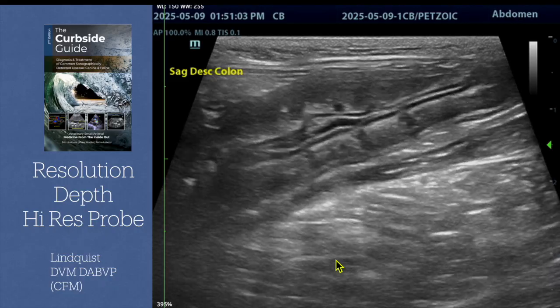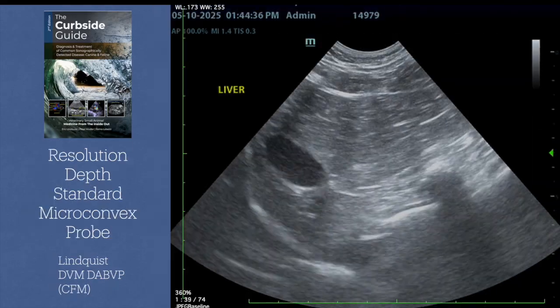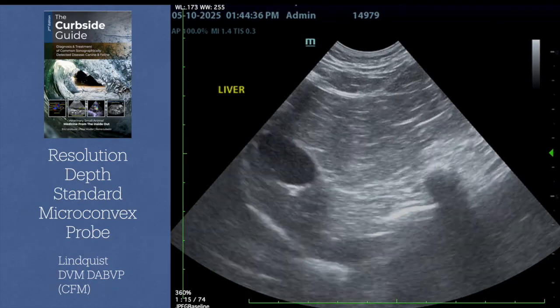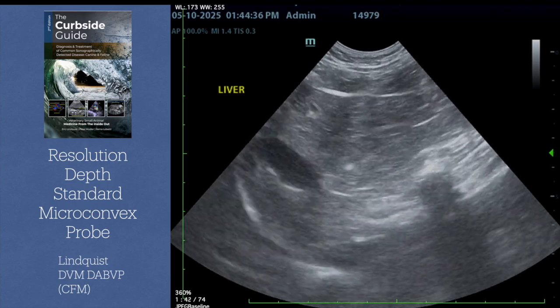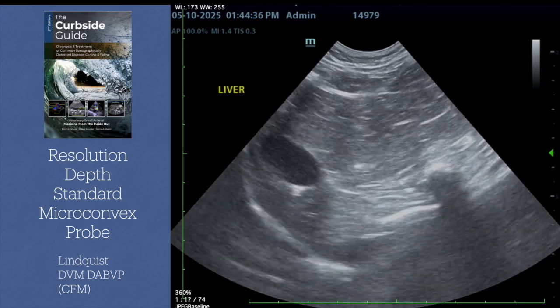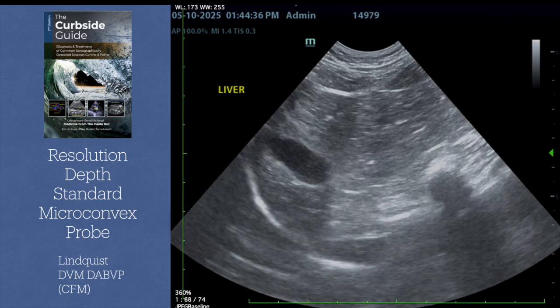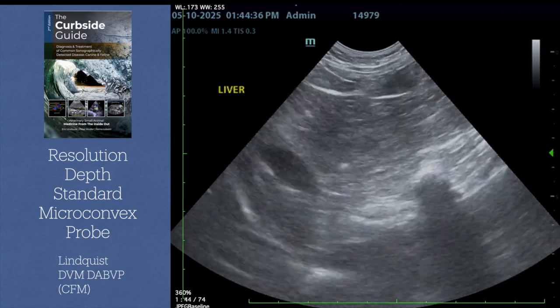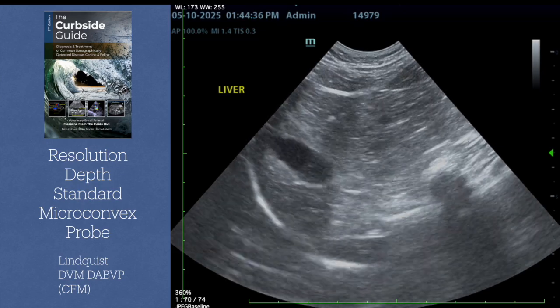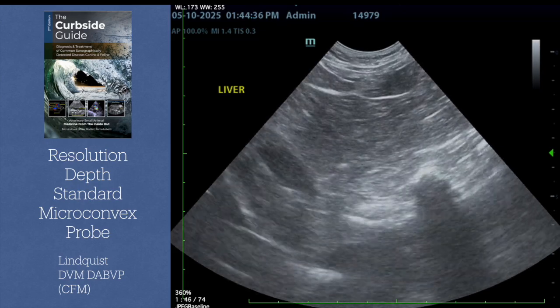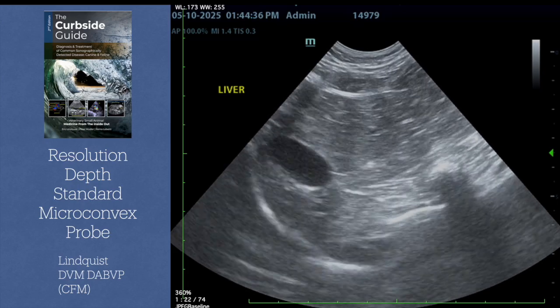Okay, so let's move on to a more common scenario where we use our microconvex probe. Now, every machine has a microconvex probe, usually toggling between 3 megahertz and 10 megahertz. In this particular probe, some of them are 4 to 8, some of them are 3 to 9. It varies, but it's your workhorse probe. It's the one you use in most, 80% of your abdominal scanning.